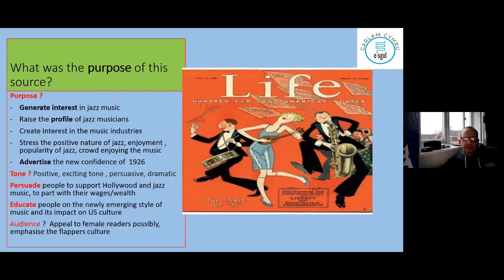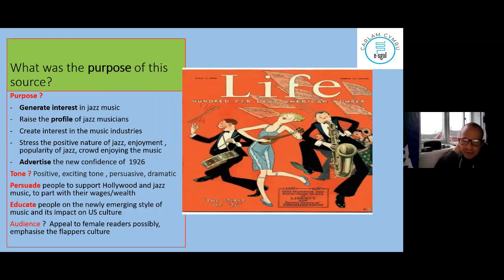Maybe it is trying to generate interest in jazz music. Maybe it's trying to raise the profile of musicians like Armstrong and Goodman. Maybe it's trying to create interest in the music industries to, of course, raise profit levels, raise revenues of this vastly growing product. Maybe the purpose is to stress the positive nature of jazz, trying to show the enjoyment and the positivity of jazz music. The fact that the crowd are enjoying the music and they're all together. It's a very combining atmosphere, as you can see.